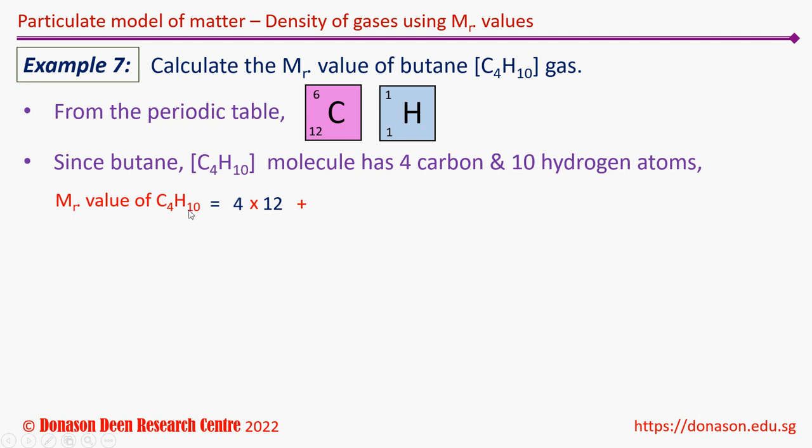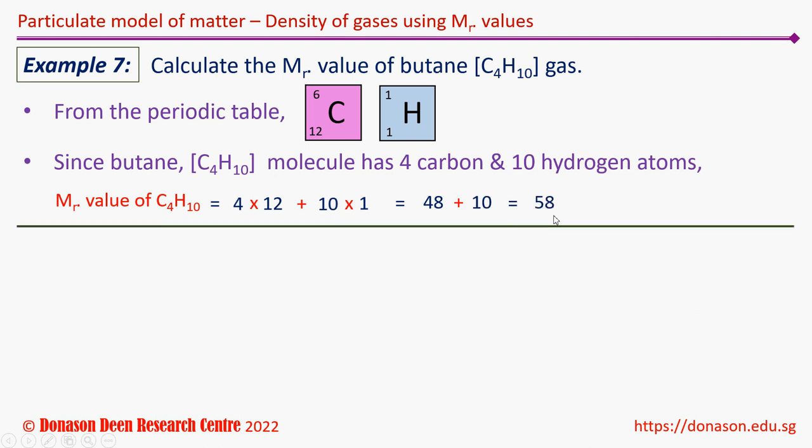And now for hydrogen, there are 10 hydrogen atoms. So we take the 10 and the relative atomic mass of hydrogen is 1, so we multiply that by 1. 10 times 1 is of course going to give us 10. So 4 times 12 is 48, plus, due to the hydrogen, 10 times 1, that's 10. 48 plus 10 is going to work out to 58 as the relative molecular mass of butane gas.